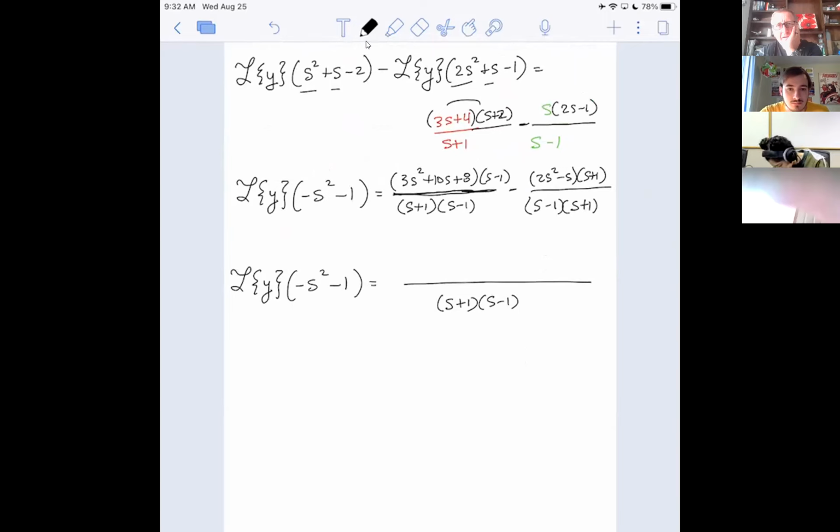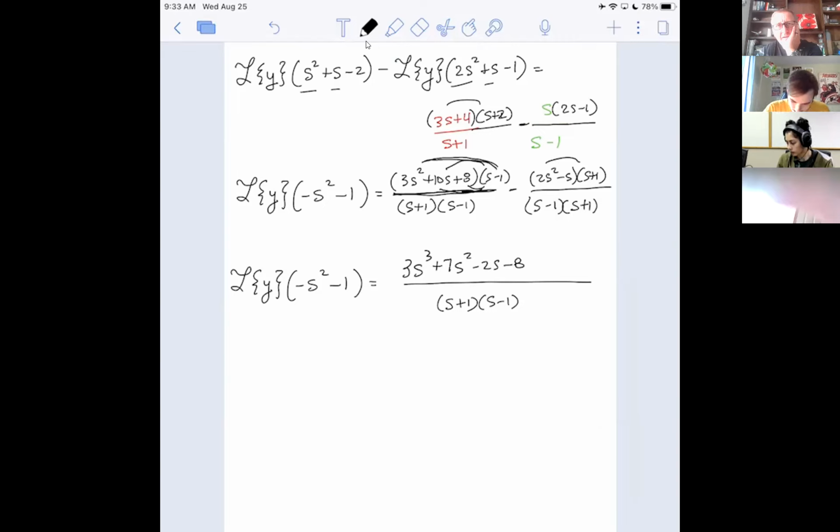So now I'm going to distribute all this. And again, I'm going to dangerously try to do a lot of this in my head. So I got 3s squared times s, that'd be 3s cubed. And then I've got negative 3s squared plus 10s squared. So that's plus 7s squared. Again, this is why I make a lot of dumb math mistakes. So there's my squared terms. And then I've got 8s and minus 10s, that's minus 2s, and then 8 times negative 1. Hopefully I didn't screw that up.